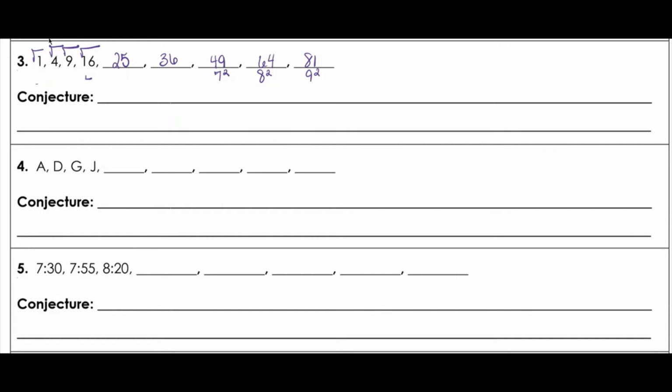So now, how would you write this as a conjecture? Think about it. So this is how I wrote it, using a little bit of the math language. Each term is a perfect square. That's my first statement there.